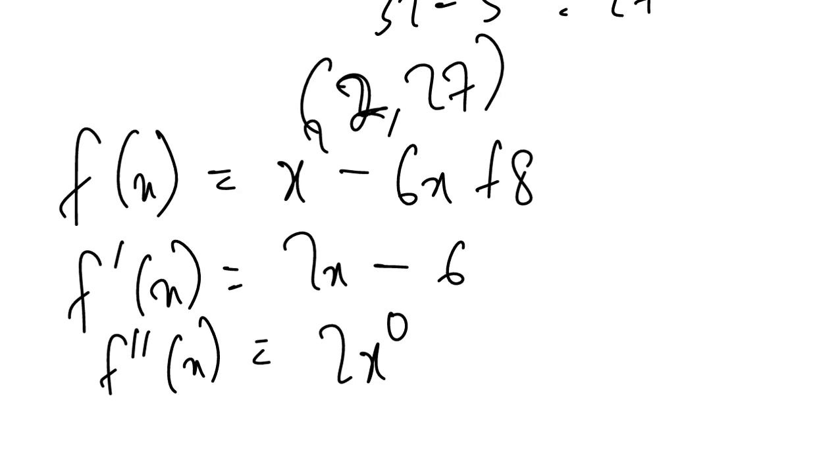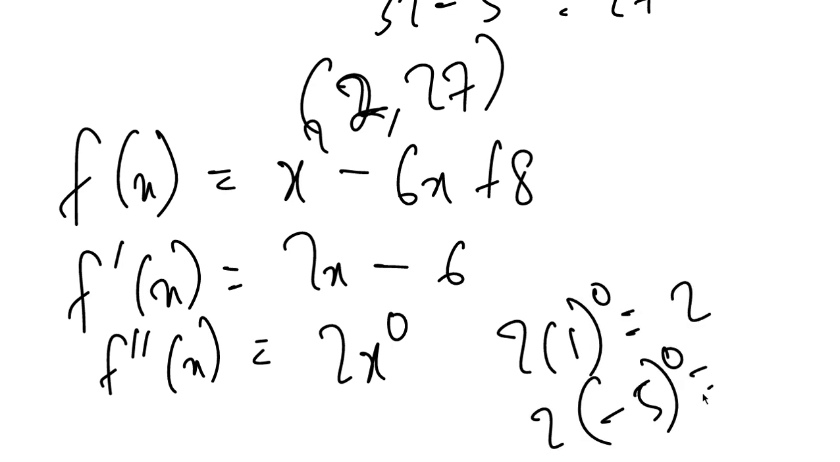So even though we substitute a positive number, are you following? You see that there is no sign change. Even though we substitute 1 as x, 2 into 1 to the power 0 is what? 2. 2 into minus 5 to the power 0 is still 2. No sign change. So there's no point of inflection.